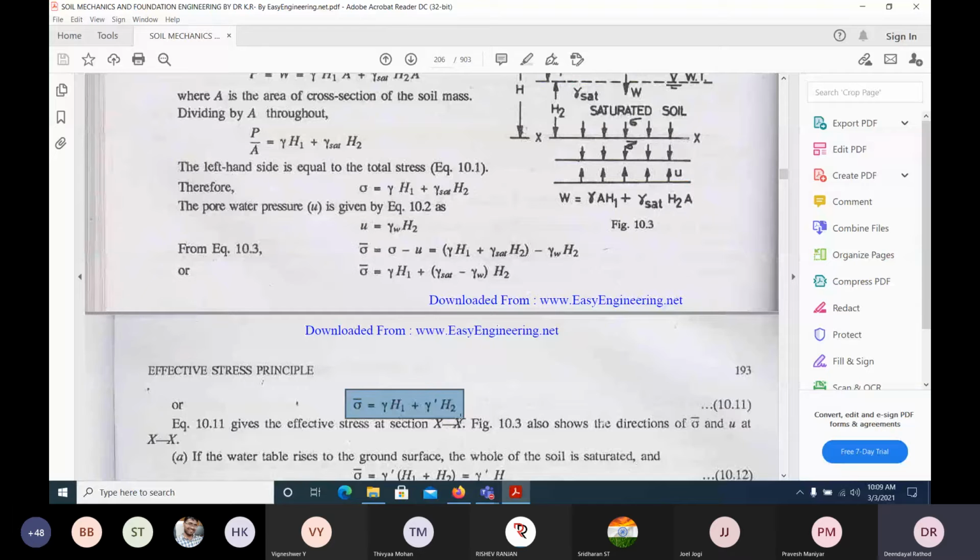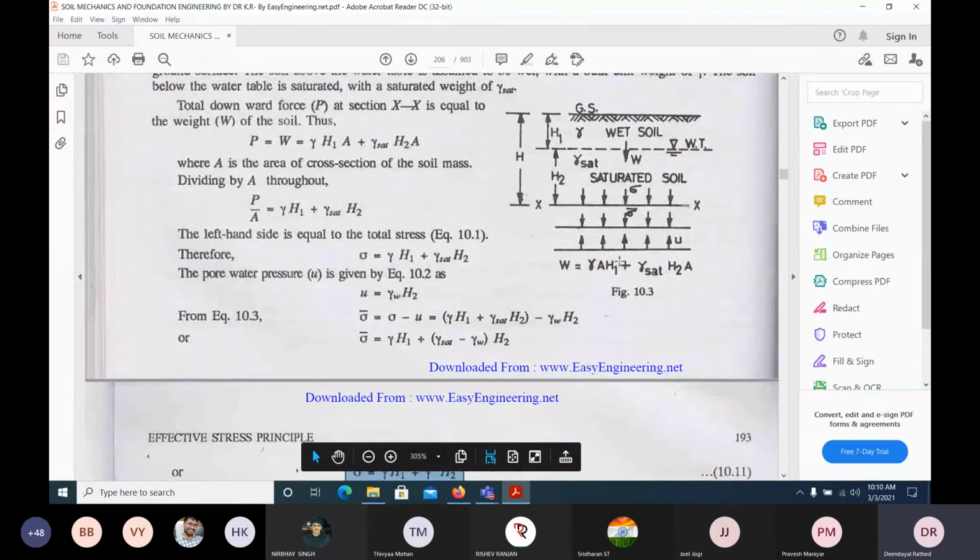Is it clear? Please respond. Sir, in pore pressure, why are we not taking H1? We are not taking H1 because the water will not rise there, as it is not fully saturated. It's just a wet soil. If you put a piezometer there, there is no pore water pressure. It is just a wet soil, bulk.